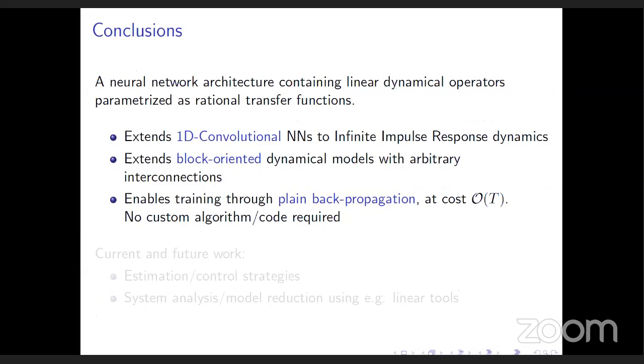Concluding, we have presented a new architecture for neural networks tailored to sequence modeling, so to modeling dynamical sequences. The highlight is that we extended the 1D convolutional with blocks that have an infinite impulse response instead of the finite impulse response of the 1D convolutional. It also extended significantly the block-oriented framework because we allow arbitrary interconnections. And more importantly, we provide a training technique that is based on plain back propagation at cost linear in time. We don't require a custom algorithm, software, or specification of the derivatives by hand.